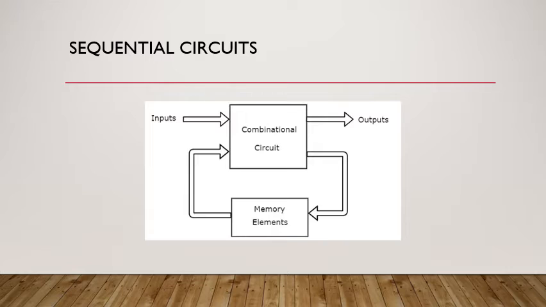Suppose we have a combinational circuit, and that combinational circuit has certain inputs and certain outputs. Now a feedback is provided, like some part of the outputs goes back to the inputs through some memory elements. So this effective circuit is referred to as a sequential circuit. So basically a sequential circuit will consist of a memory element. This is very important. And it will consist of a feedback.